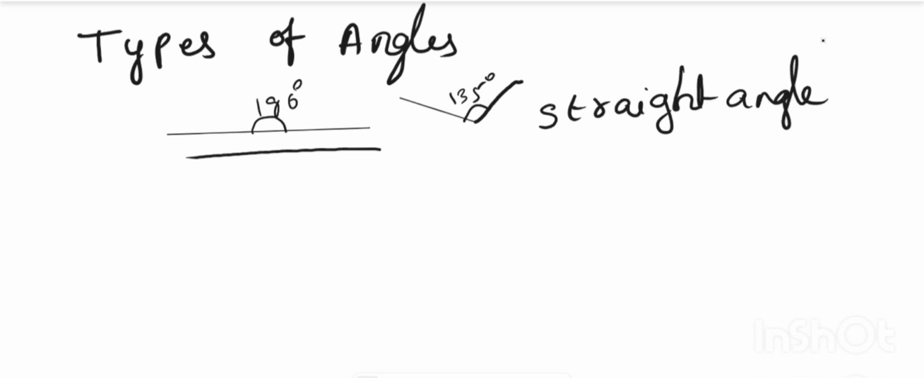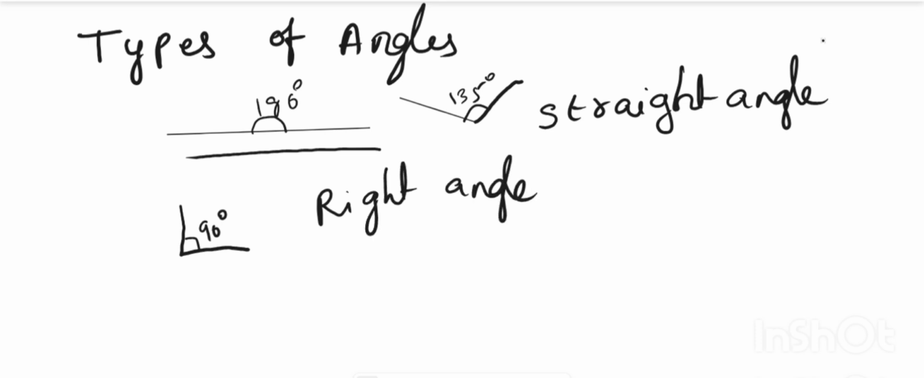Okay. An angle like this is 90 degrees. And this is called a right angle. Okay. One more point I forgot: right angles are always two perpendicular lines that meet at the right angle and make 90 degrees. Anything that makes 90 degrees.